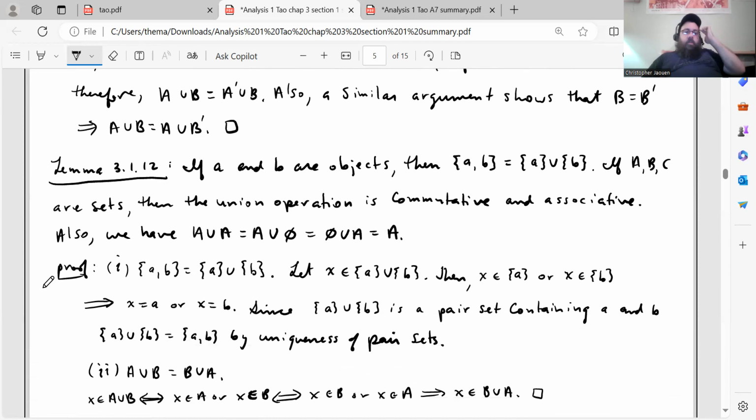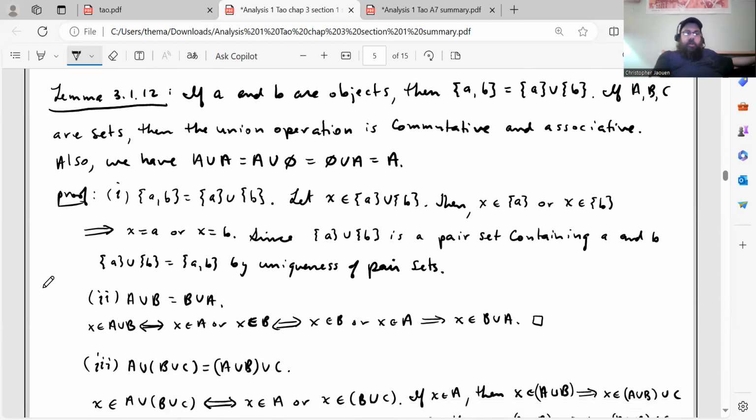This is lemma 3.1.12. If A and B are objects, then the pair set formed by A and B is equal to the union of the singleton sets containing A and containing B. If A, B, C are sets, then the union operation is commutative and associative. Also, we have A union A equals A union the empty set equals the empty set union A equals A. So there's a bunch of things here that this lemma states, and we'll just prove them one at a time.